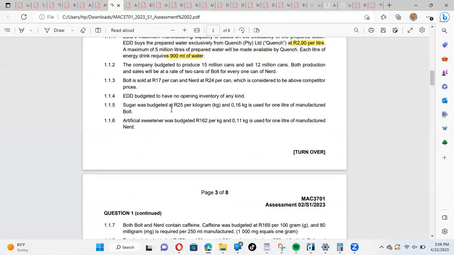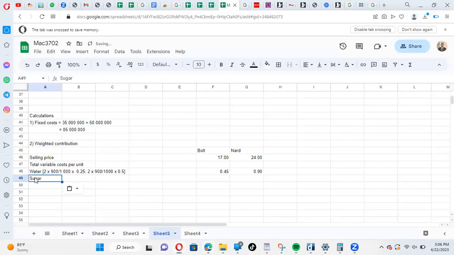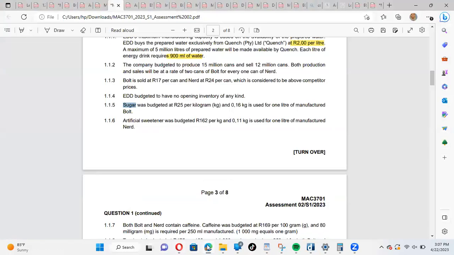All right, so we have no opening inventory or closing inventory. Sugar is budgeted at 25 per kg, and 0.16 is used to produce 1 liter of water. With sugar, we are only dealing with Bolt. Ned is sugarless, Ned uses artificial sweetener.